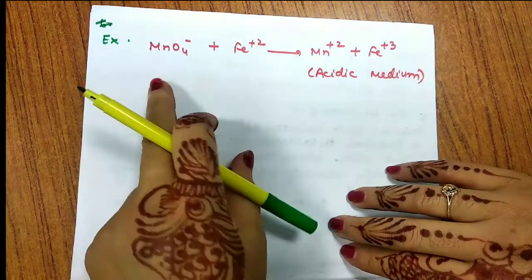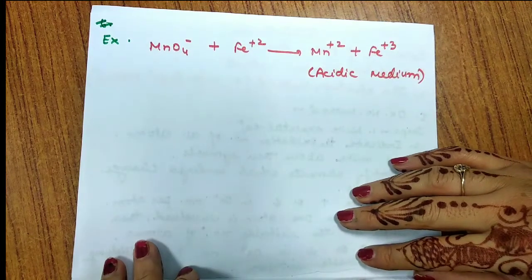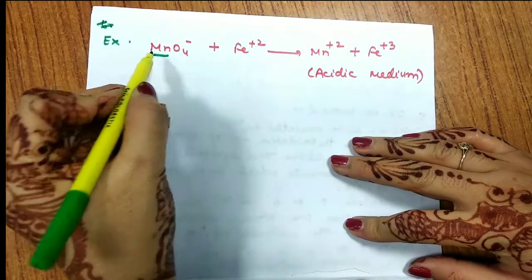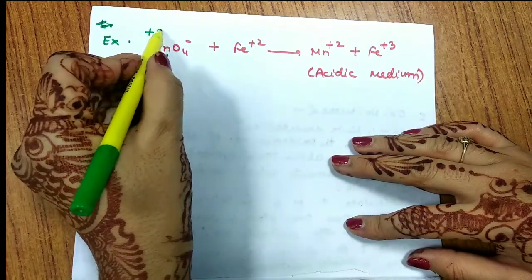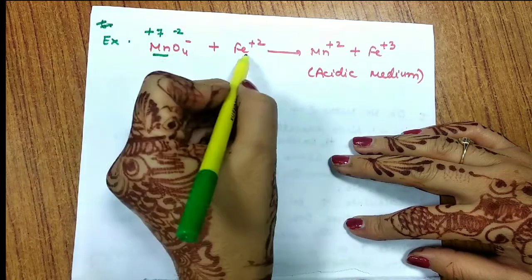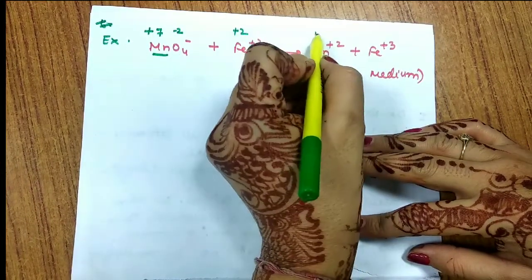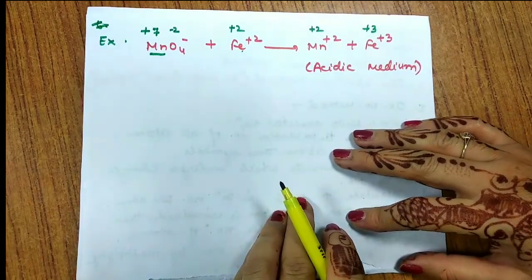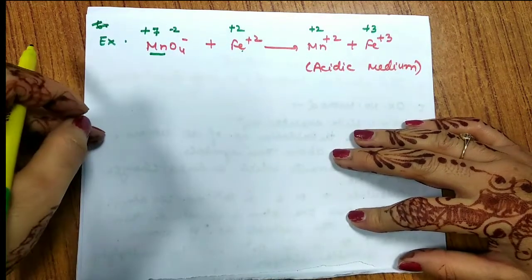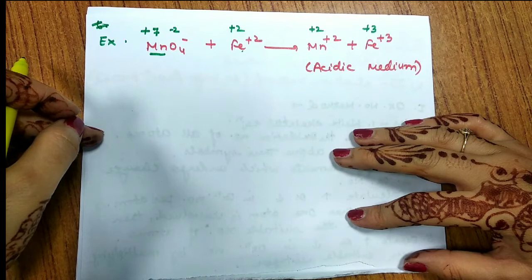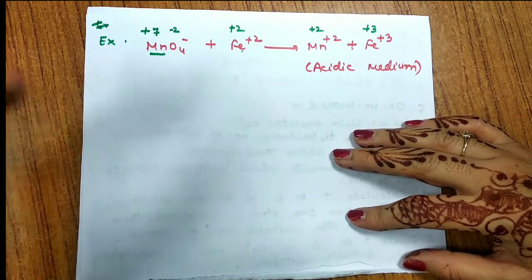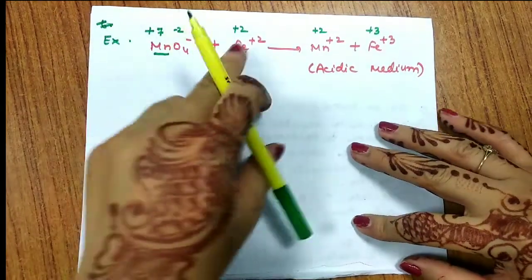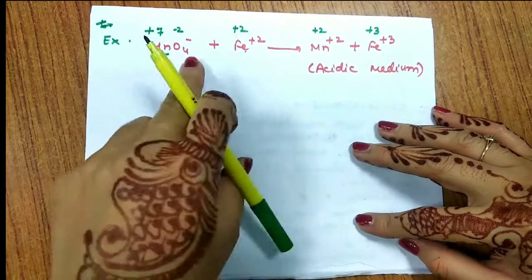The first step says we'll write the skeletal equation, that I have written. The second rule says that we need to find the oxidation number and write it above the symbol. So here Mn comes out to be 7, oxygen is minus 2, iron is plus 2, this Mn is plus 2, and iron is plus 3. If you find any difficulty in finding the oxidation number, I have uploaded one video before the starting of this chapter on how to find the oxidation number. There is a set of rules, and following those rules we can easily find the oxidation number. Let's move further. The second step says write the oxidation number above their symbols, which I have written.